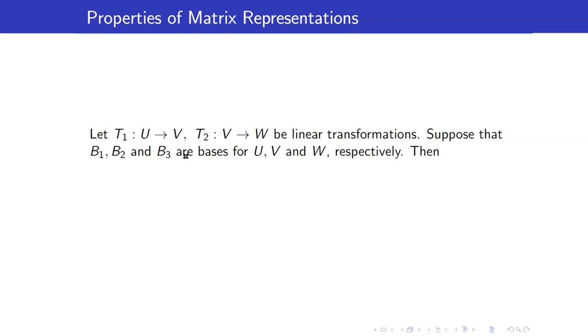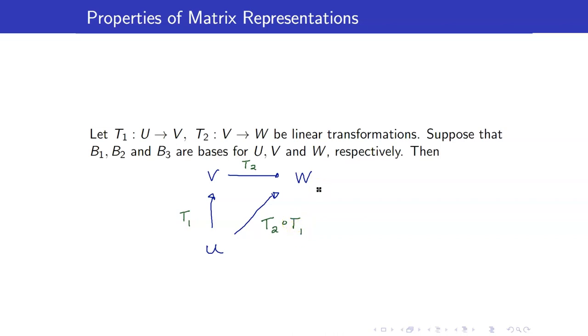Suppose that we have two linear transformations, T1 is from U to V, and T2 is from V to W. Suppose that B1, B2, and B3 are bases for U, V, and W respectively. So from here, you already have an idea that we are going to talk about the composition because you have a linear transformation from U to V and then V to W. So this linear transformation is T1, this linear transformation is T2. So when you apply T1 first, and then apply T2, that is T2 circle T1, correct? And that will be a linear transformation from U to W. This is T2 circle T1.